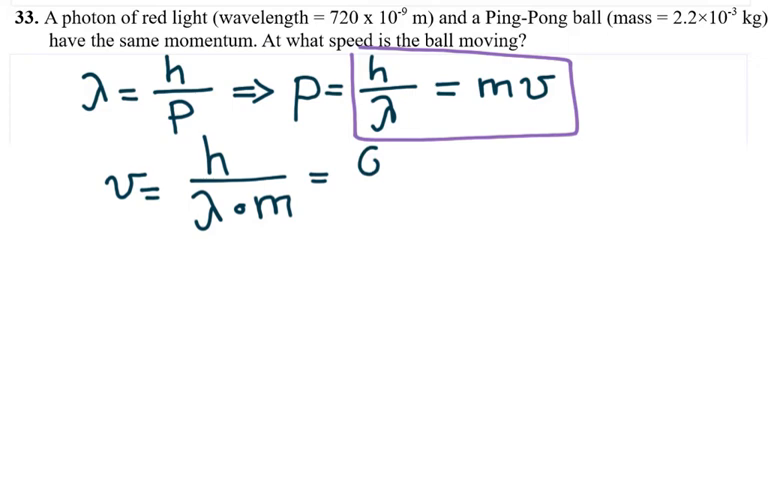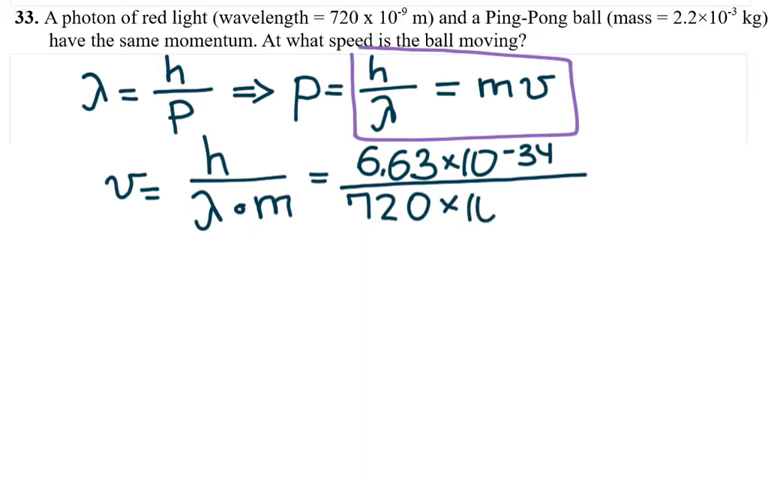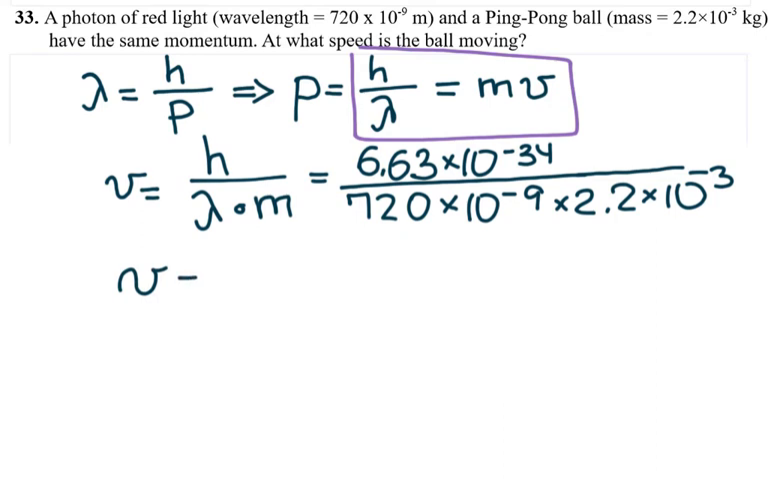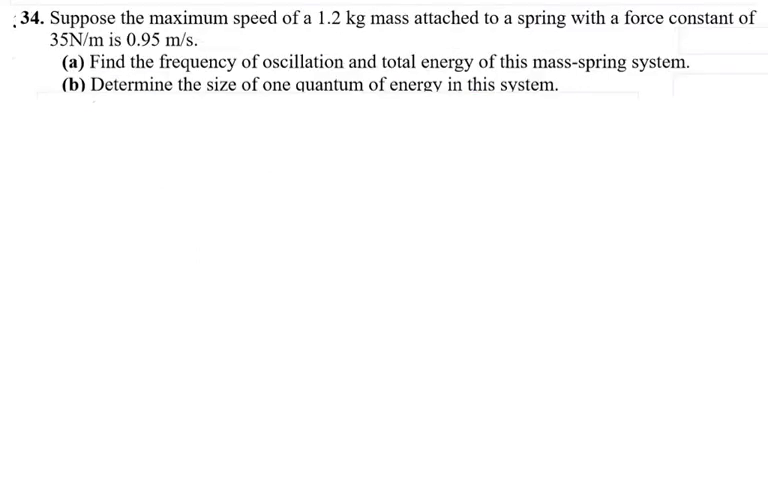So I have 6.63 × 10^-34, divided by the wavelength, which is given as 720 × 10^-9, and the mass of the ball, which is 2.2 × 10^-3. So the velocity of the ball is equal to 4.2 × 10^-25 meters per second.